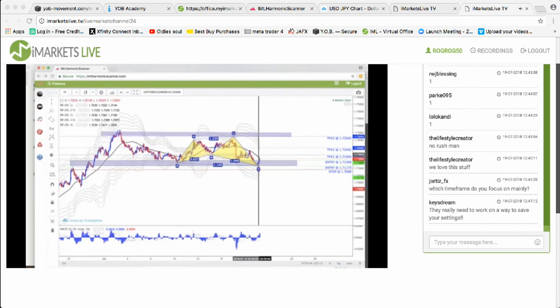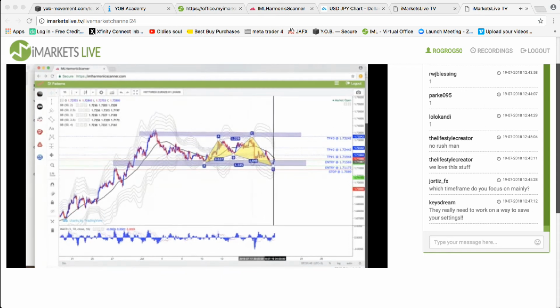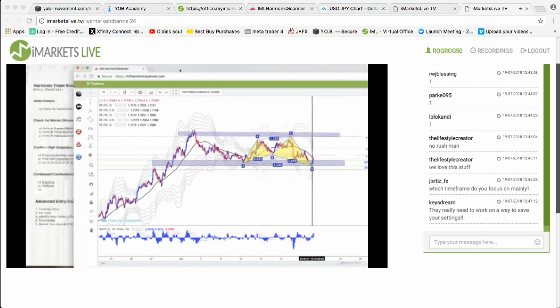And this is where I love to trade harmonics when I see these setups right here, because we're in a support zone. The harmonic is confirming the support. We're in a fresh zone, and we can potentially take it all the way back up to the high. So that's some nice market structure.